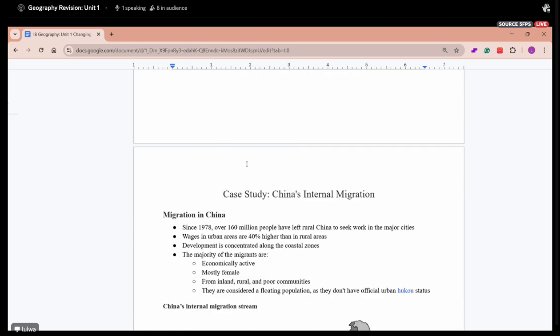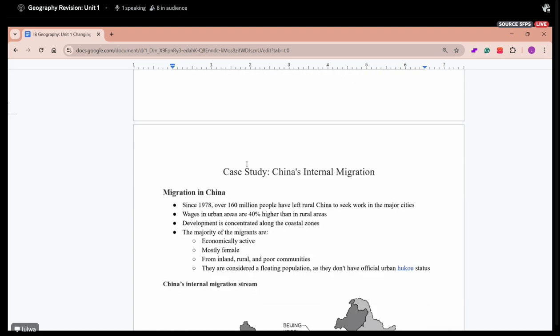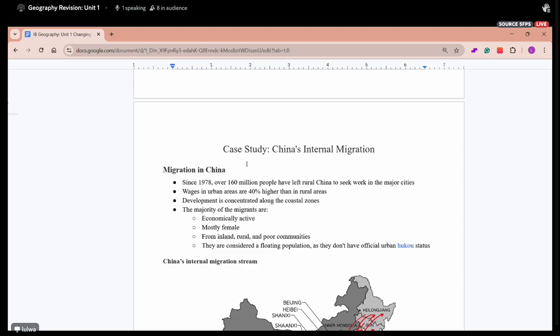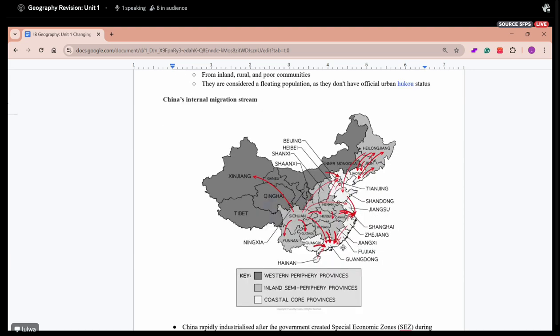So let's talk about the internal migration. As I said earlier, the majority of the migrants are economically active, mostly female, from rural areas and poor communities, and they're considered a floating population as they don't have official urban hukou status. You don't have to know that in specific, but urban hukou status is like urban residency. It's like a residency permit that proves that you're an official resident of that part of China, of that city. So here is a map to break down the internal migration scheme.